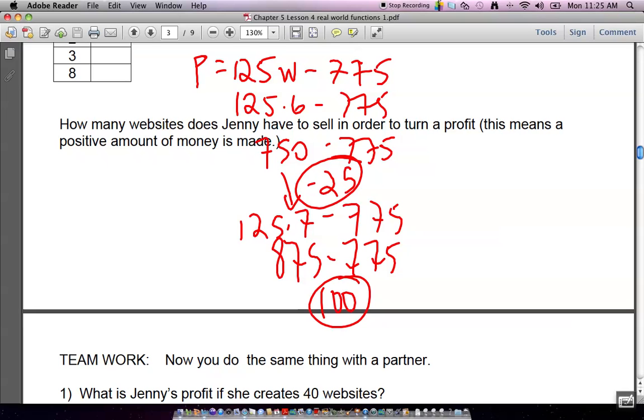All right, now I have 2 questions for you to talk to somebody sitting around you and figure out. Go ahead, the 2 teamwork questions. Talk to each other.